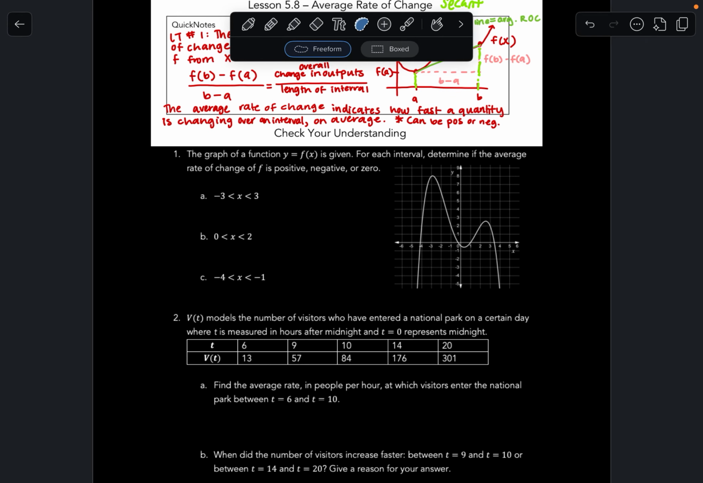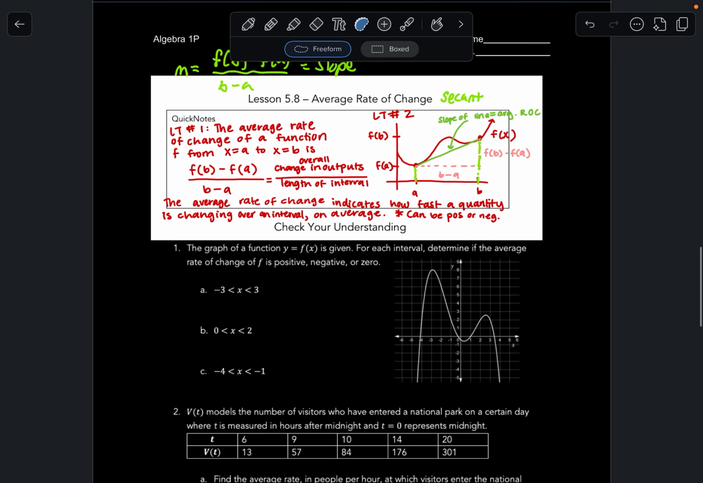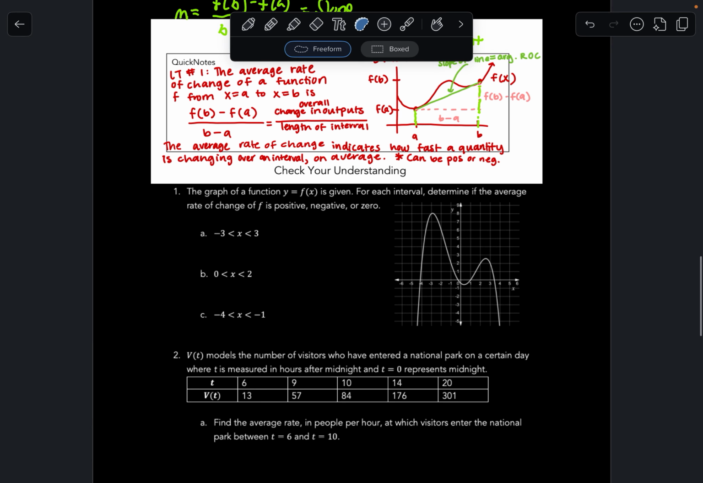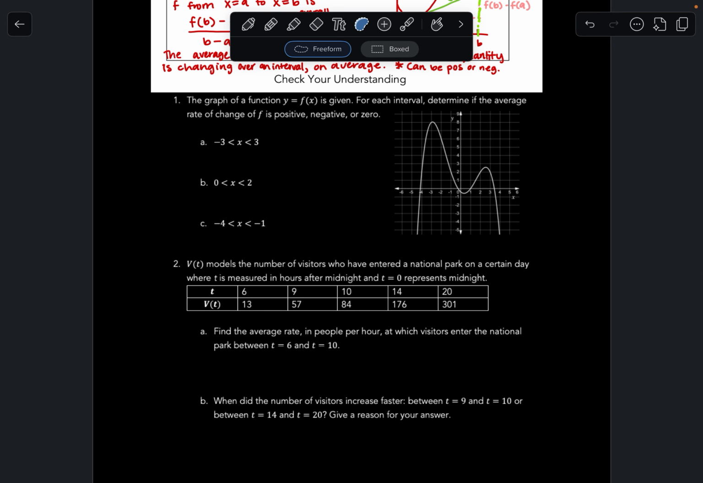Check your understanding, CYU for lesson 5.8, average rate of change. Here are the two examples. One's a graph, the other one's from a table.